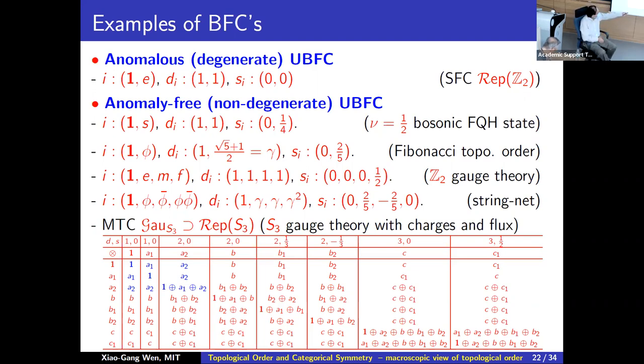Here we list their quantum dimension and topological spin. And this N_ij^k describes the fusion rule. So this gives you some examples, and this one is also anomaly free.